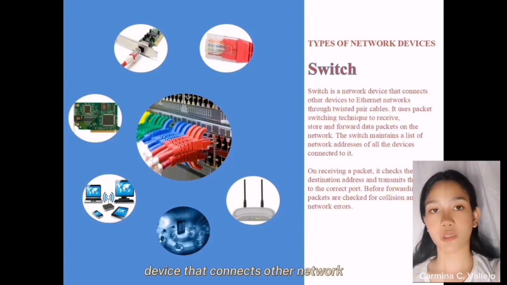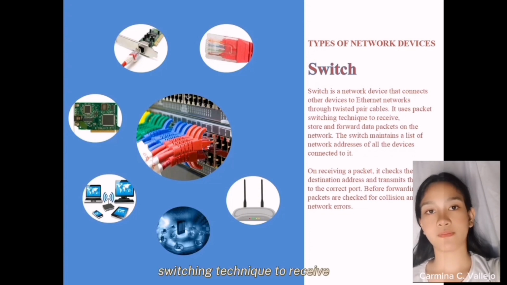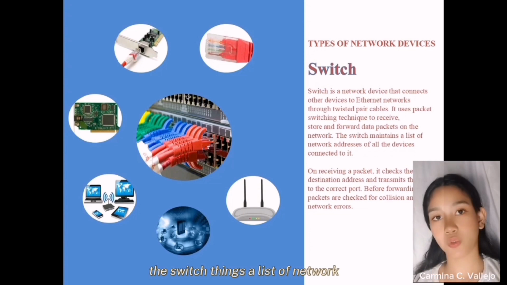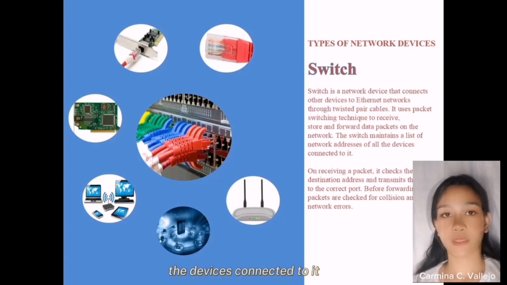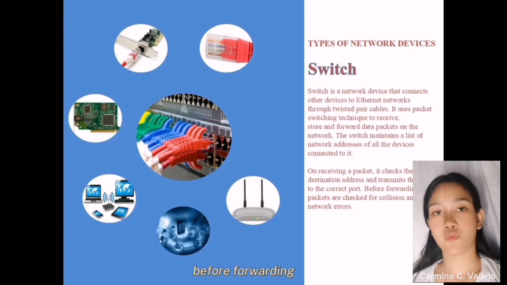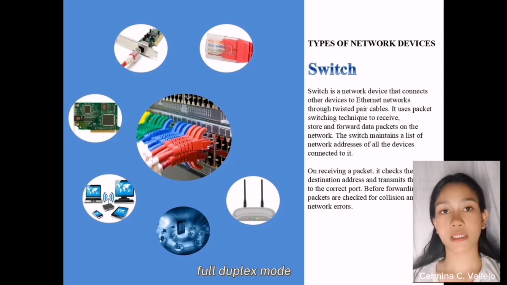A switch is a network device that connects other networks to Ethernet networks through twisted pair cable. It uses the packet switching technique to receive, store, and forward data packets on the network. The switch contains a list of network addresses of all the devices connected to it. On receiving a packet, it checks the destination address and transmits the packet to the correct port. Before forwarding, the packets are checked for collision and other network errors. The data is transmitted in full duplex mode.